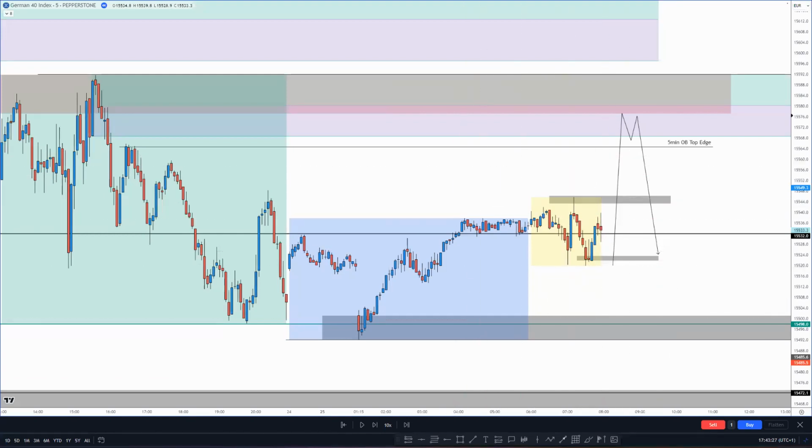We do our normal thing where first thing we're going to look for is zones. Second thing we're going to look for is price action. So we didn't have any news today. We did have German IFO business climate, which is a survey of builders and business, and that was coming at 9 a.m.